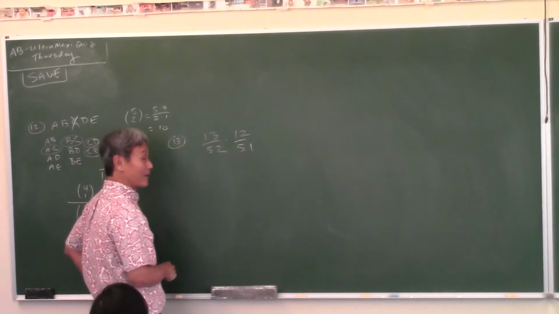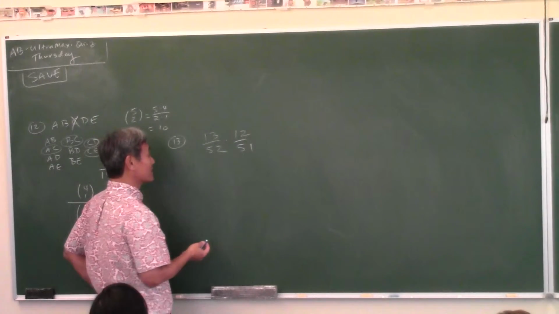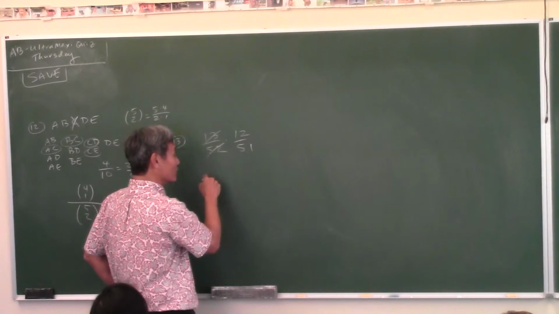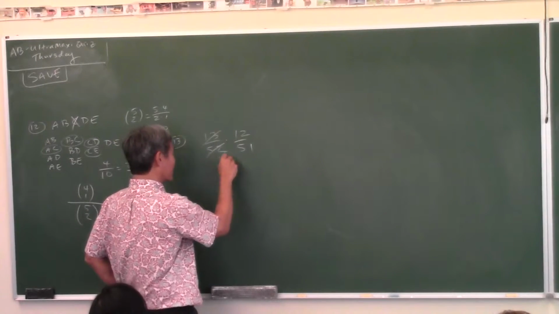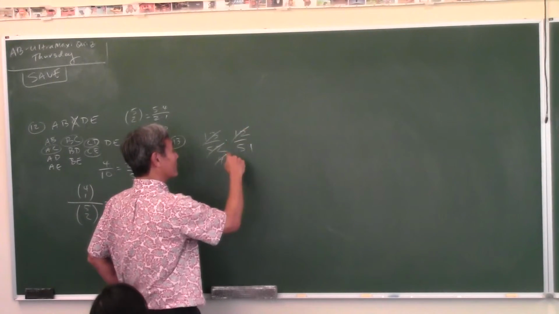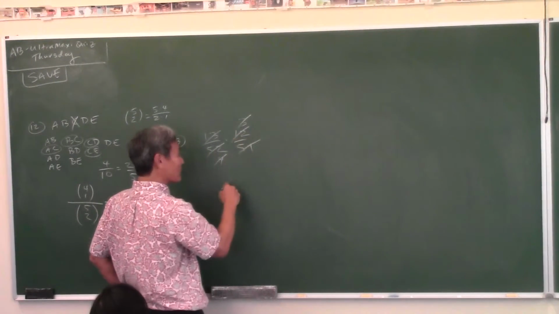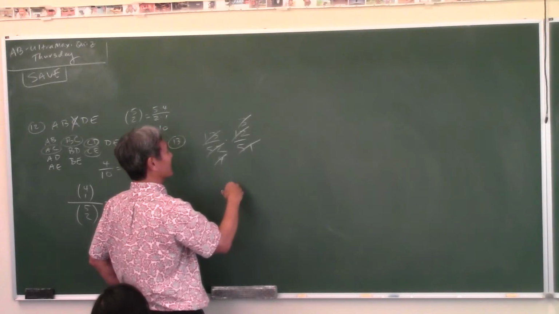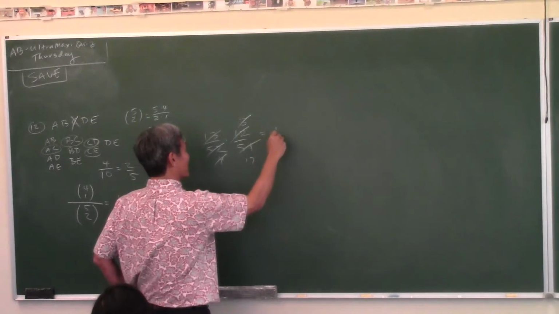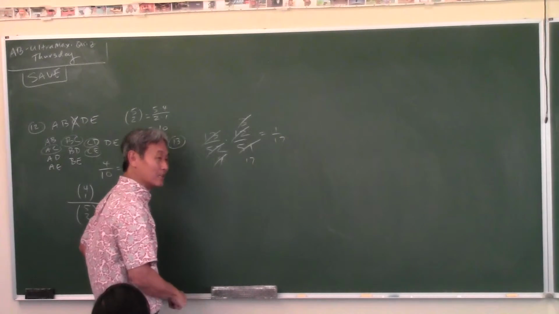Okay, and then you gotta simplify this. But like I told you, cards simplifies nicely. 13 goes into 52 4 times. 4 goes into 12 3 times. 3 goes into 51 17 times. So the answer is just 1 over 17. Nice and easy.